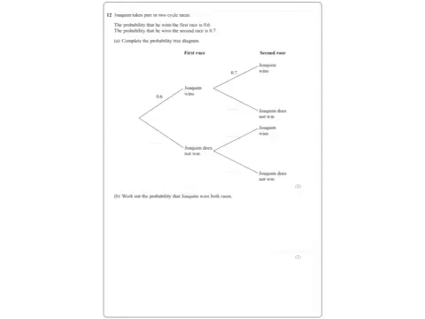Okay, so Joachim takes part in 2 cycle races. Probability he wins the first race is 0.6, so therefore the probability he does not win is 0.4.